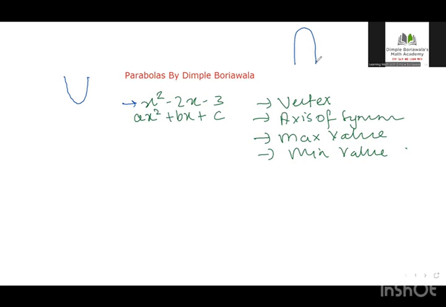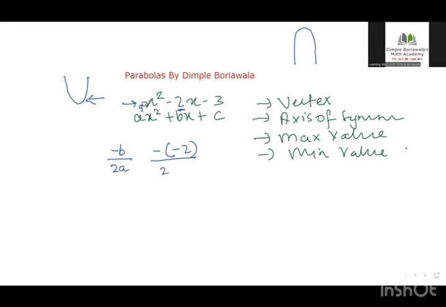So this is a positive parabola. The shape of the parabola or the shape of the curve will be U-shaped. Now let's talk about the vertex, how to find the vertex. In order to find the vertex, we need to use this value, negative b over 2a. So what is my negative b? My value for b is negative 2, over 2a.